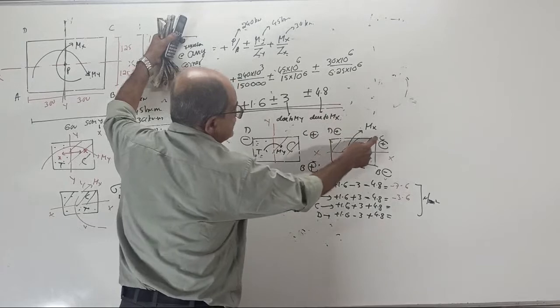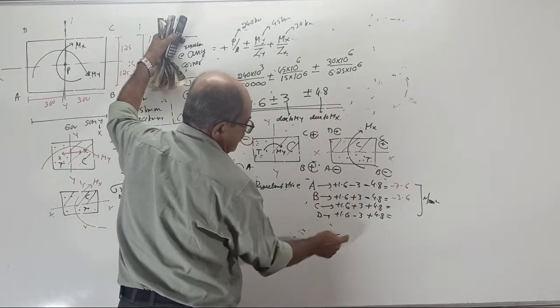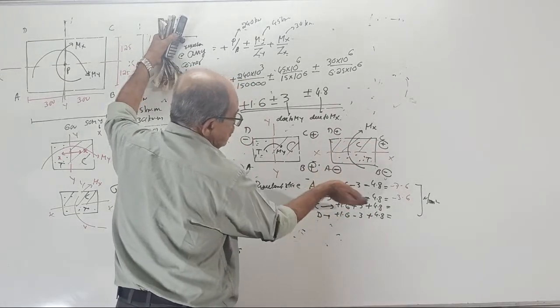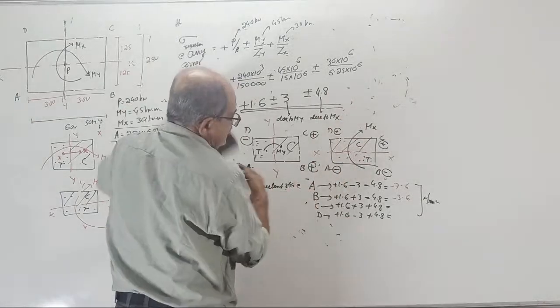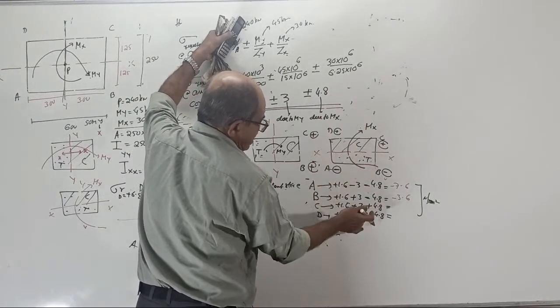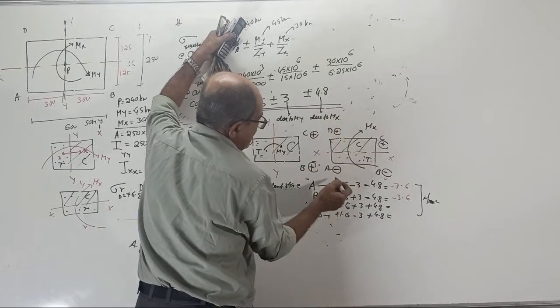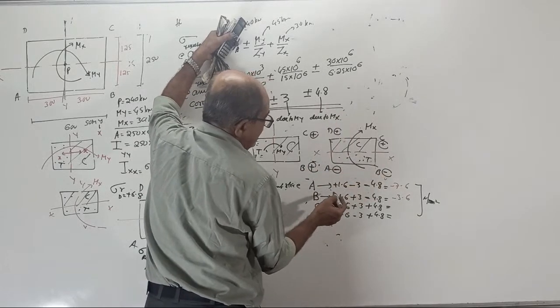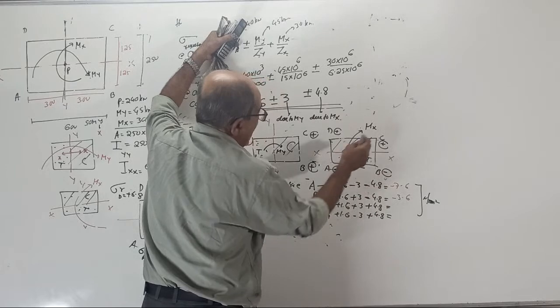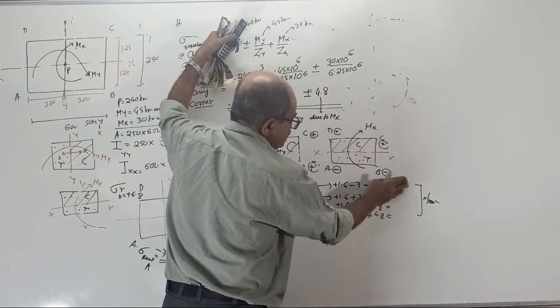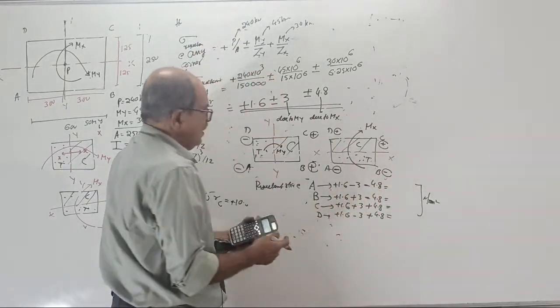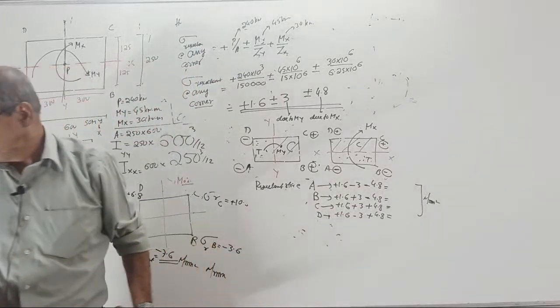Due to Mx, C and D are negative. Due to which one? Due to Mx, which one is negative? See, due to Mx, interchange. Due to Mx, A and B are negative, correct? A negative, B negative, and C and D are positive. Tell how much you are getting here. How much is the first answer you are getting?